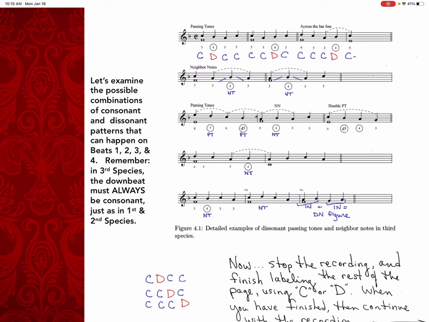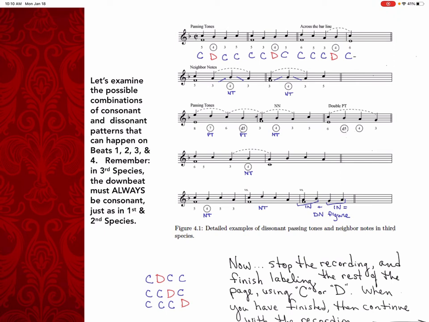Very interesting. So in the first measure where it says passing tone, the B flat is a dissonant passing tone. It happened on beat 2 in that case. In the second bar, we had consonant, consonant, dissonant passing tone going the opposite direction. That happened on beat 3. Let's look at the last one. Consonant, consonant, consonant, dissonant. It happened on beat 4. So we see from that data that the dissonance can happen on beats 2, 3, or 4 so far, okay?